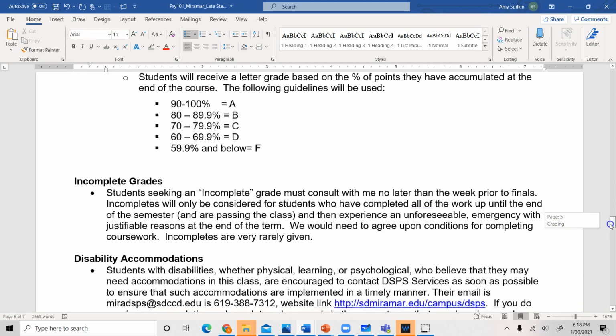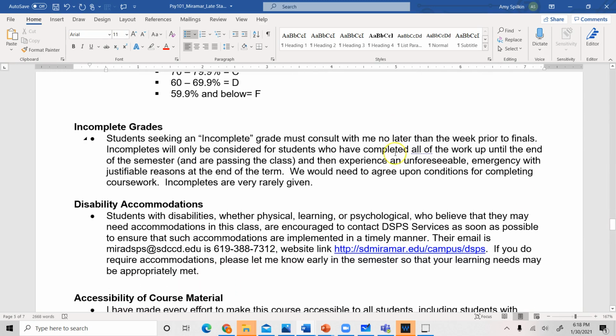Incompletes are only given if you are passing the class and you have some emergency that happens at the very end of the semester, like you couldn't take the final for some specific emergency reason, and you have to have been passing the class before that. So they're very rarely given. If that situation applies to you, of course, let me know.